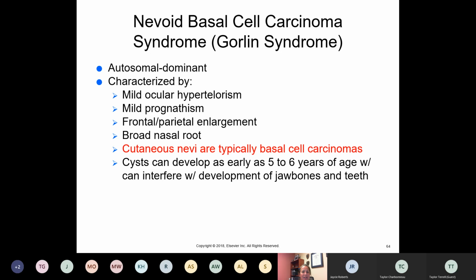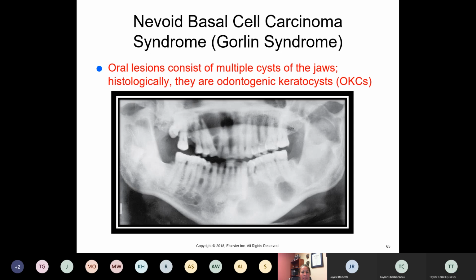There will be cutaneous nevi that are typically basal cell carcinomas. So those are just pigmented lesions in the skin is basically what they're saying there. And cysts can develop as early as 5 to 6 years of age, which can interfere with the development of their jawbones and teeth. So this is nevoid basal cell carcinoma.